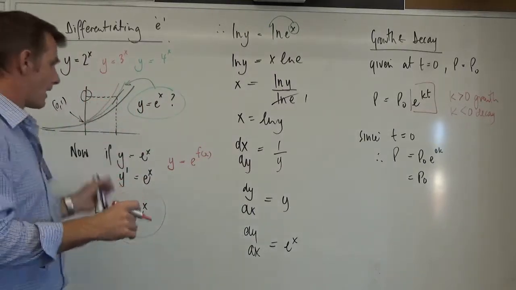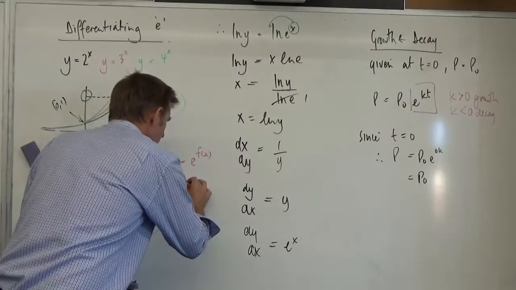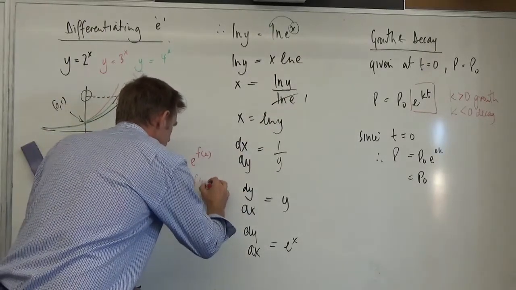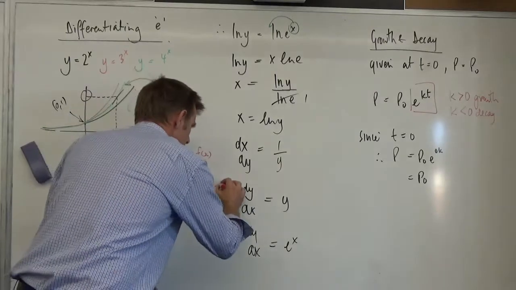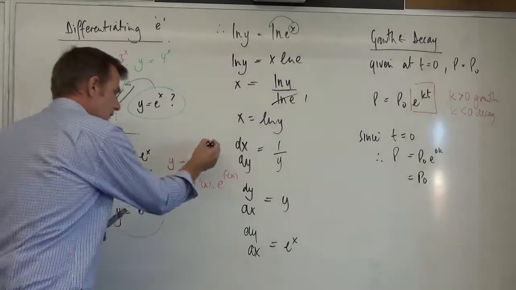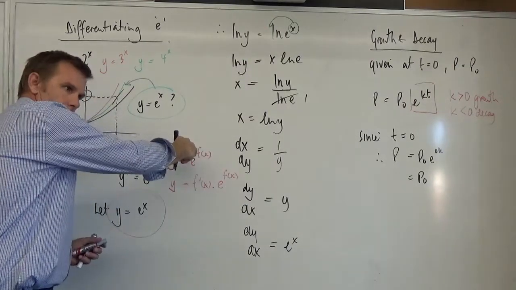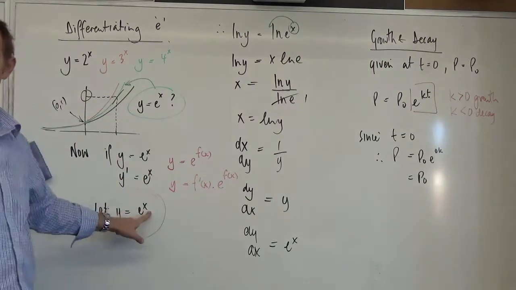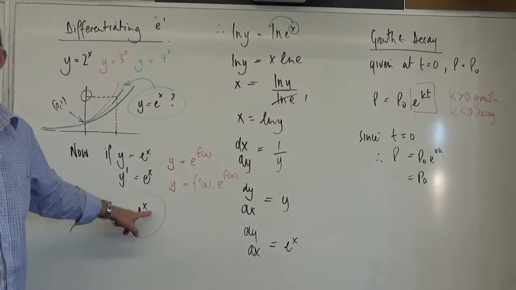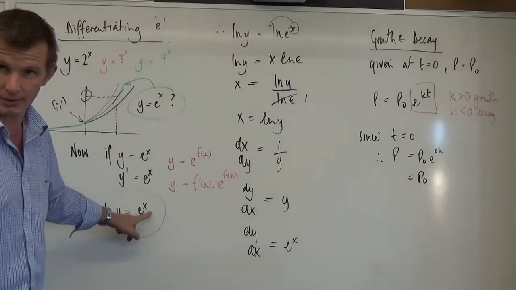Now the rule for that, and we can follow this through in a similar way, and you can see it if you want to, would be y dash equals f dash of x times e to the f of x. So you take the derivative of the power and bring it out front. And if you wanted to, you could set yourself up with a function here of maybe e to the x squared or e to the 2x plus 5 or something like that.